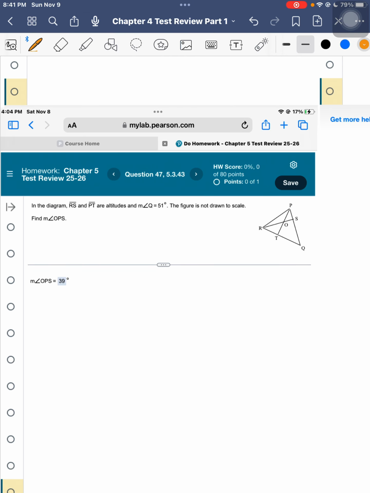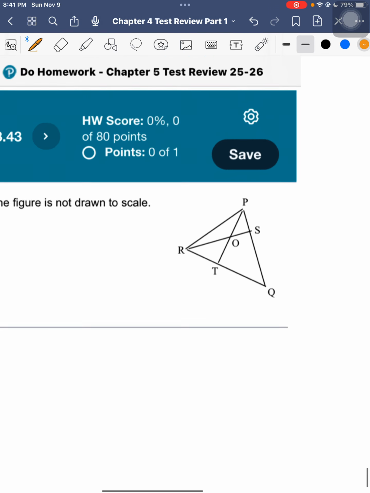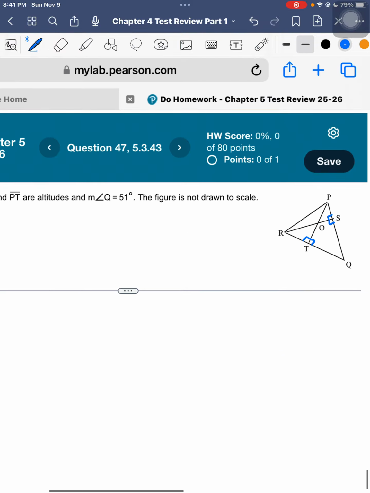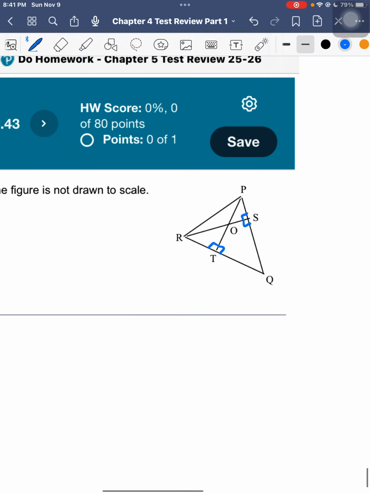Last one, very similar question. In the diagram, RS and PT are altitudes. Okay, so let's start doing that. RS and PT are altitudes. Notice how I'm doing the right angle both ways, just in case it's on one triangle and not the other. And Q is 51. So this is 51.